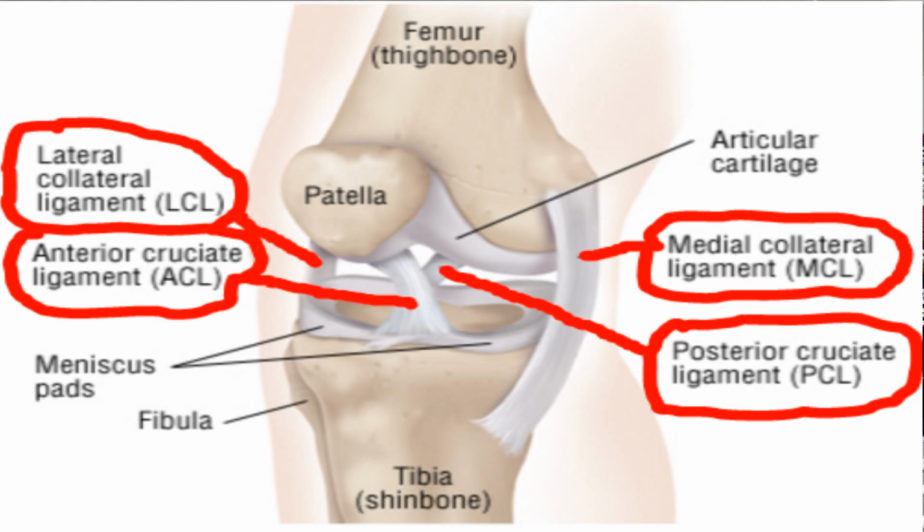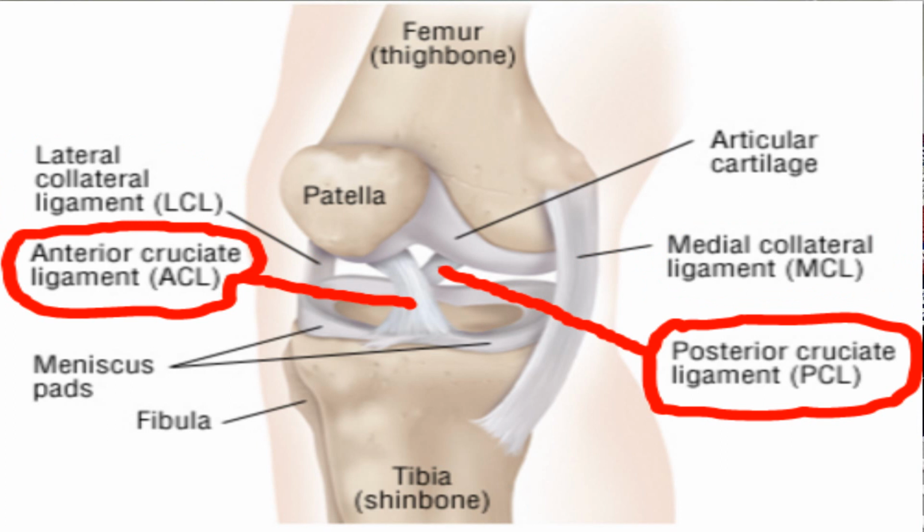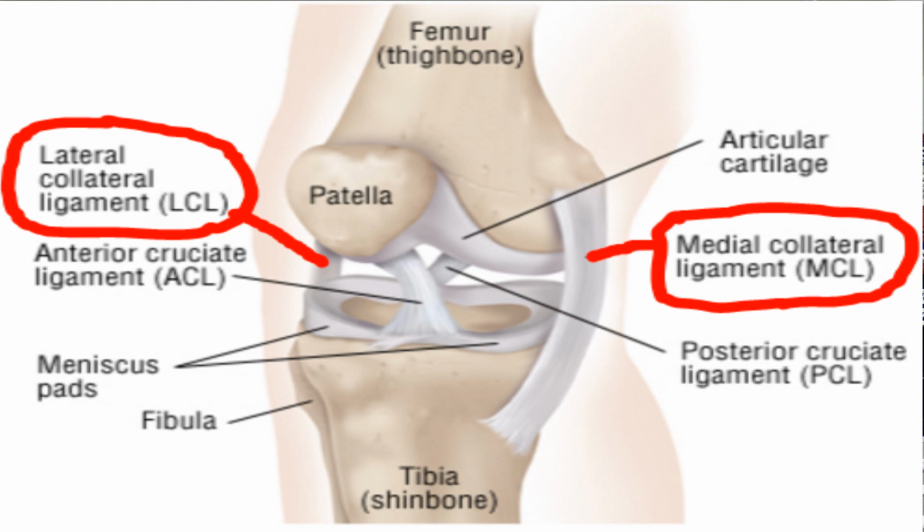Today I just want to go over knee ligament injuries in general and give you some general information about them and how they occur. So essentially within your knee, you have 4 major ligaments: 2 cruciate ligaments, which are within the knee itself, and 2 collateral ligaments, which are on the sides of your knee.